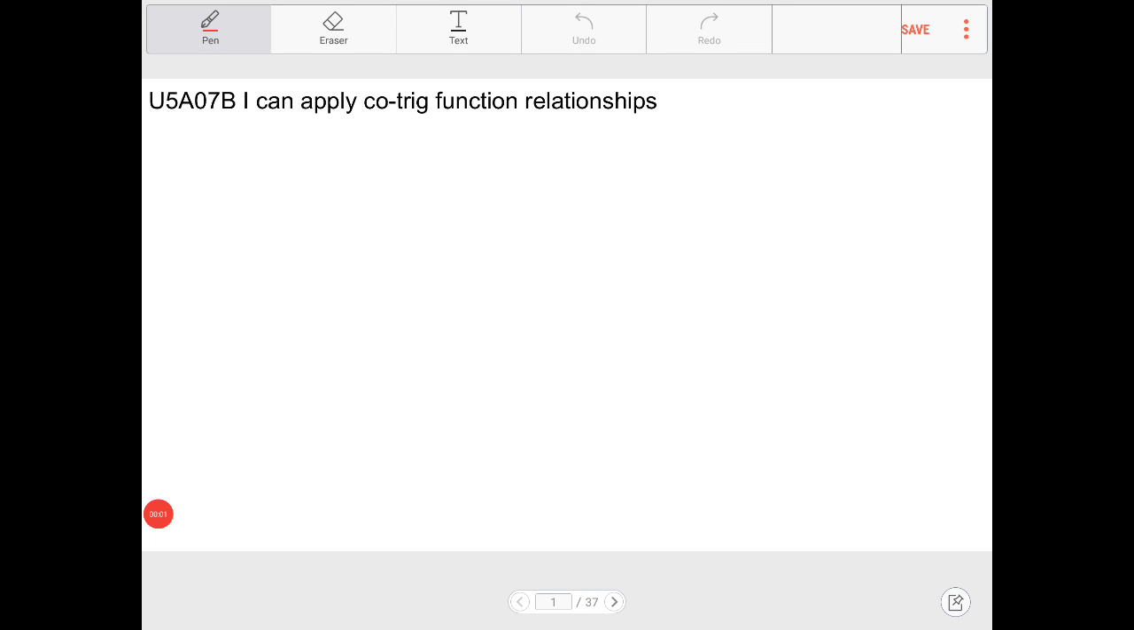Hello students, this is lesson U5A07b. By the end of the lesson, you should be able to say I can apply co-trig function relationships.